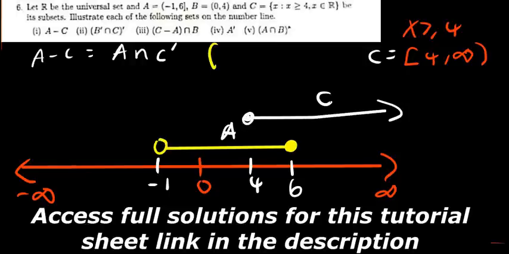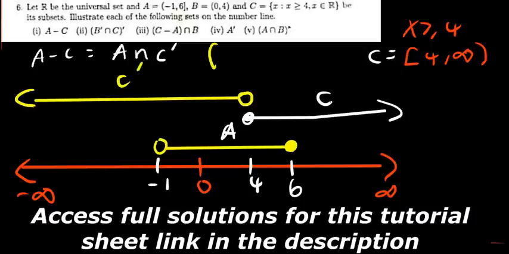So C complement is starting from this point open, because 4 is included in C, meaning that for the complement, 4 should not be included. Starting from this point, going this side. Okay. So that is my C complement.